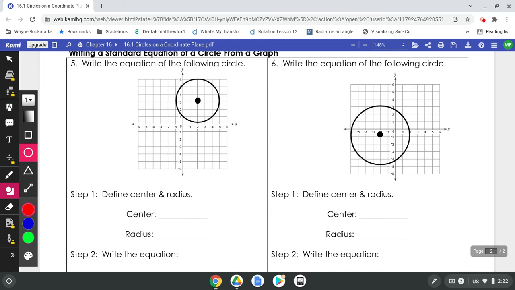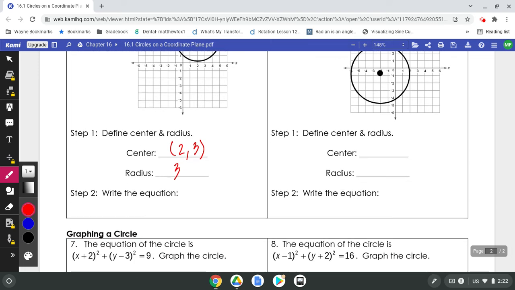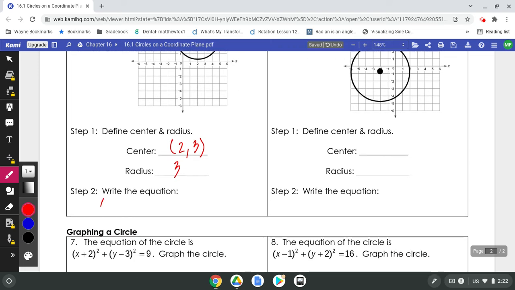The center here is at (2, 3). Oops, I need to switch back to the pen. So (2, 3). And the radius, if I count over 1, 2, 3. Now we don't even need the picture. We can just write our equation, (x - 2) squared plus (y - 3) squared equals whatever 3 squared is, which is 9.